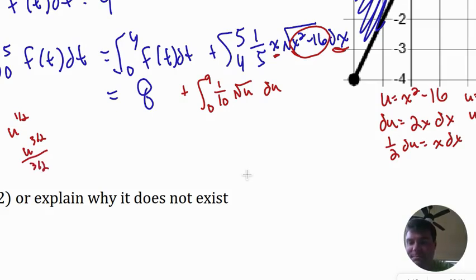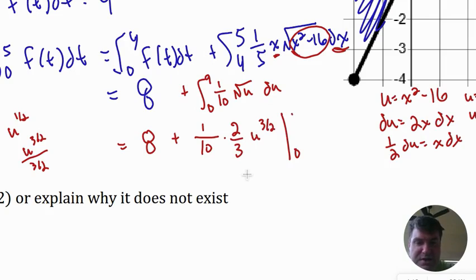So this equals 8 plus, I still have the 1/10 out front. I'm just going to leave it. I'll play with the numbers in just a little bit. And this is going to be times 2/3 u to the 3/2, evaluated from 0 to 9. Plugging in that 0 is super nice. You can just zero it out. That 9 is also really not that bad.